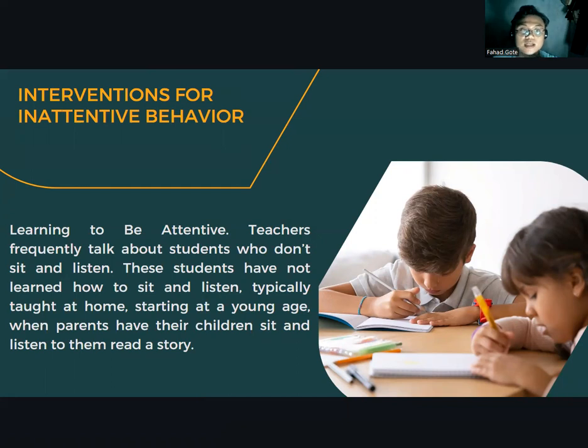So here first is teach attentive behavior. So for young students, school readiness skills must be taught. The practice of sitting and listening and the reinforcement of on-task behavior for increasing intervals of time is an effective way to teach young children how to be attentive. So this training should start at home, of course. But for many students, the skills are not learned at home and must be taught in preschool and kindergarten settings.